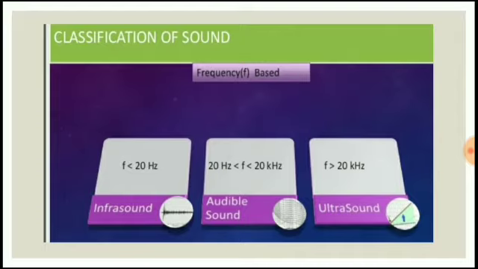Now come to the next one, audible sound. The human ear hears sound between 20 hertz to 20,000 hertz, that is 20 kilohertz. Here k is kilo, 1000, therefore 20,000 hertz is the audible range. Within this frequency all the sounds are audible. Now the third one: if the frequency is greater than 20 kilohertz, that is 20,000 hertz, those sounds are ultrasonic waves or ultrasound. These are the classifications of sound.